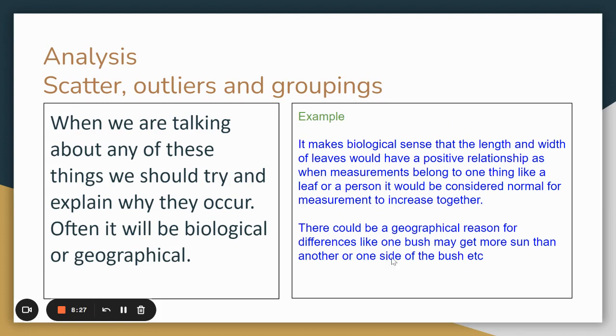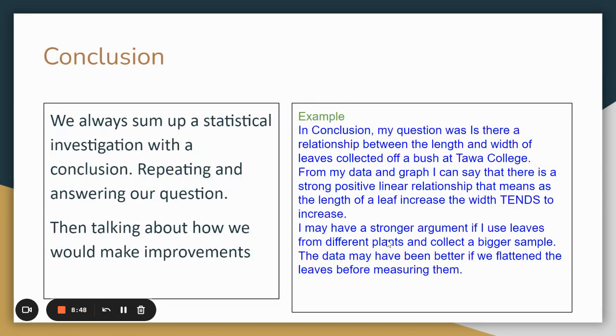There could be geographical reasons as well, so I made up one here for the leaves, that one of the bushes we took leaves off may get more sun than the other, or maybe one side of the bush gets more sun than the other, and therefore there's a difference happening within that. But we don't know unless we actually look at where we've collected the data from.